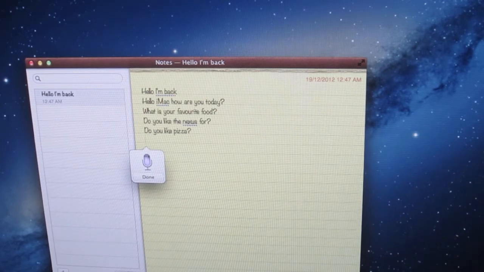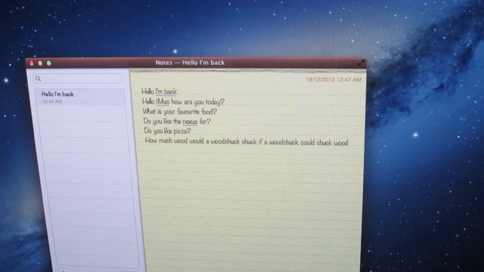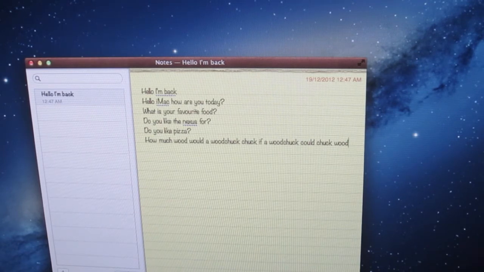How much wood would a woodchuck chuck if a woodchuck could chuck wood? Question mark. How much wood would a woodchuck chuck? It got that right. I said question mark when I hit the function key, so obviously it didn't pick that up.